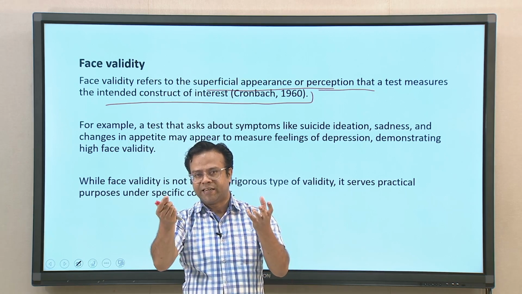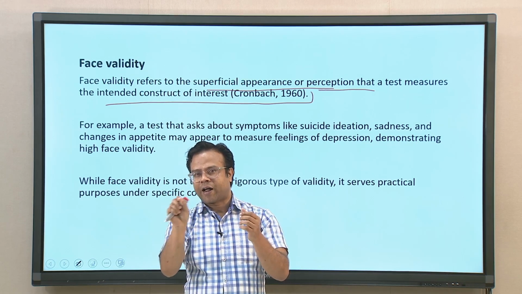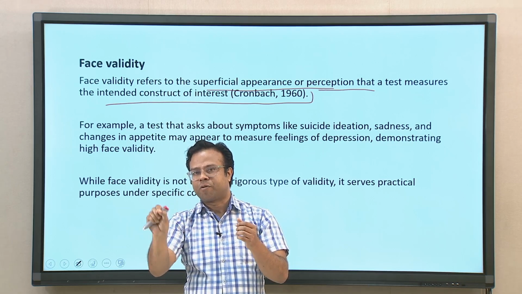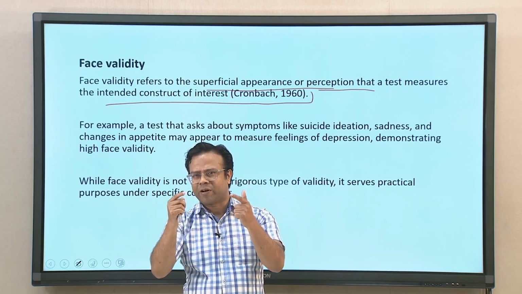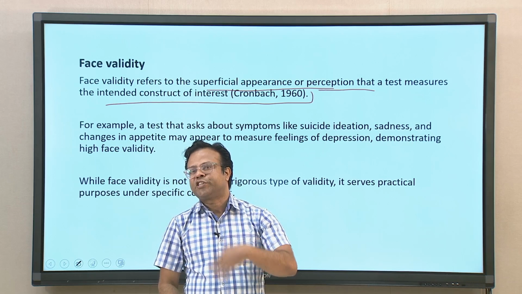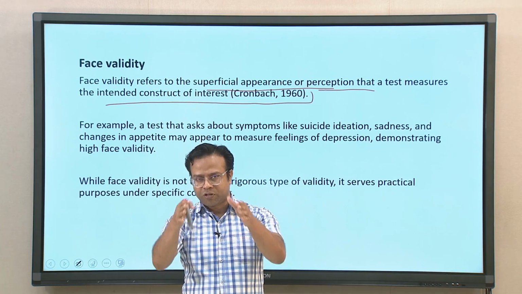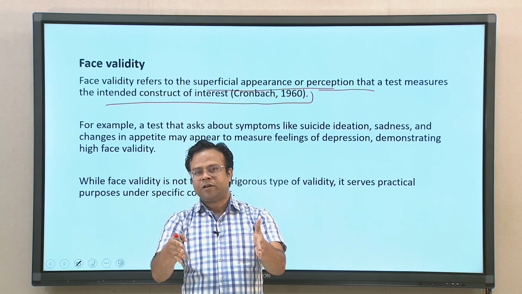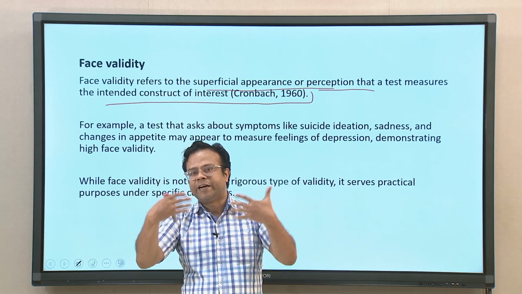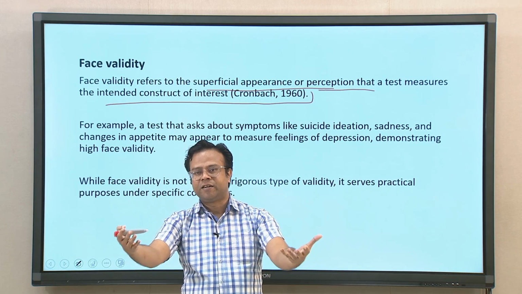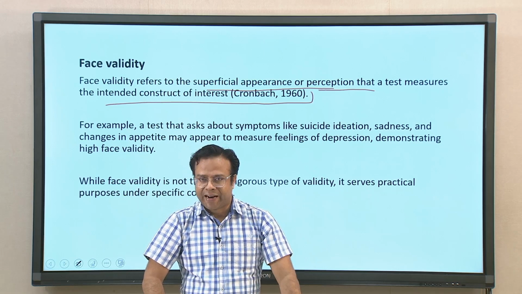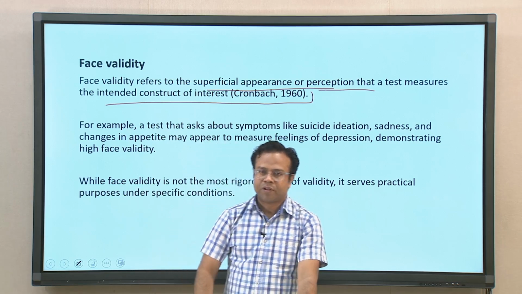Let us say it is for anxiety, then most of the items are talking about anxiety and symptoms of anxiety. Then at the face level you can say, okay, it seems it is measuring what it claims to measure. So, at the face level, whether the items or the whole structure of the questionnaire give an indication, that appearance, that it is measuring what it claims to measure. That is face validity.